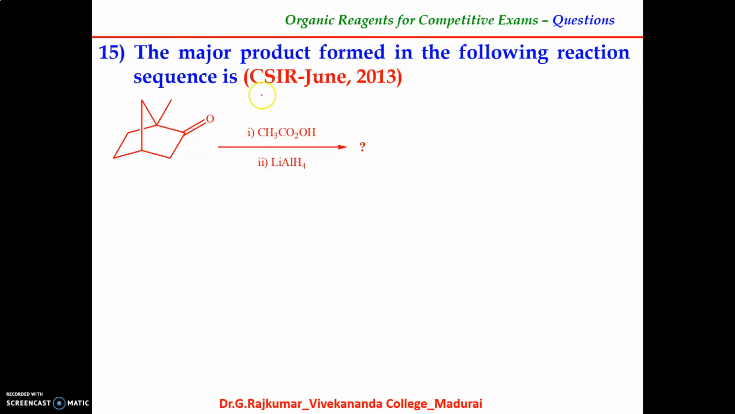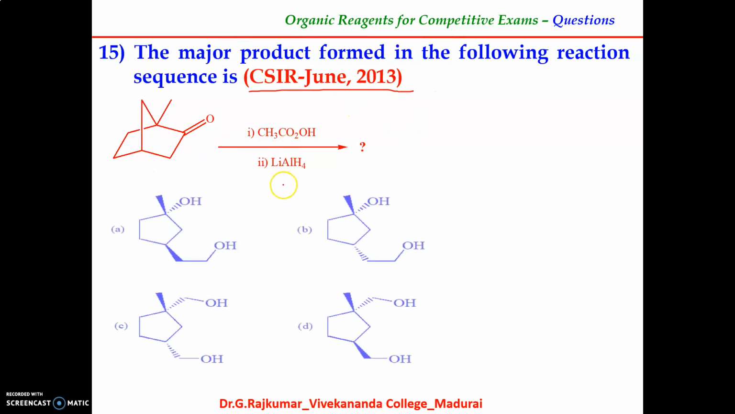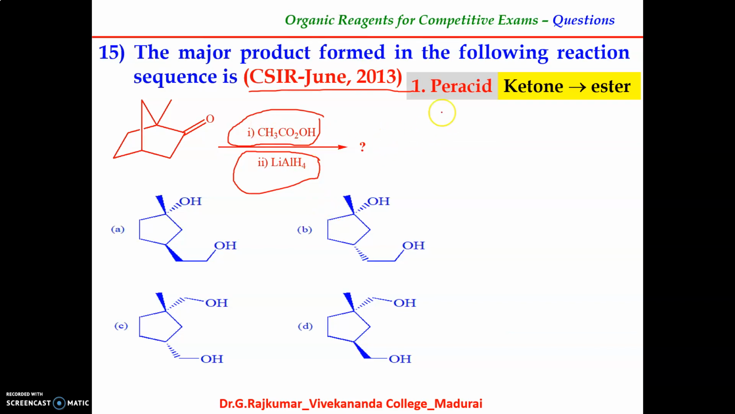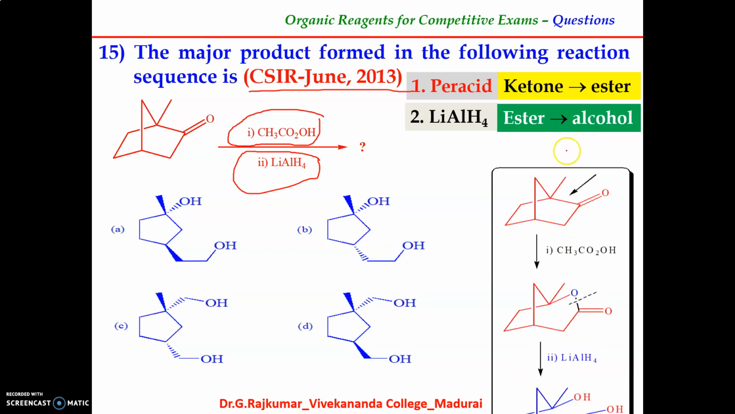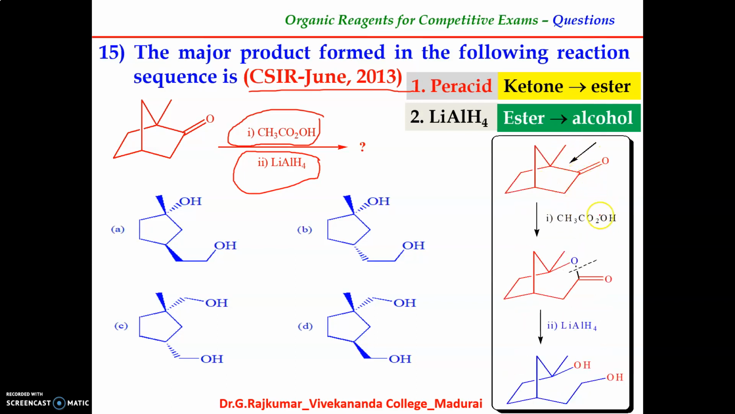So this question was asked in CSIR June 2013. What is the major product formed in the following reaction sequence? They have given four options. You can see the first step is the peracid, and the second step is lithium aluminum hydride. The role of the peracid is to convert a ketone into an ester, and the role of lithium aluminum hydride is that the ester can be converted into an alcohol.